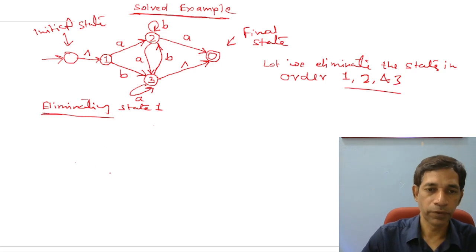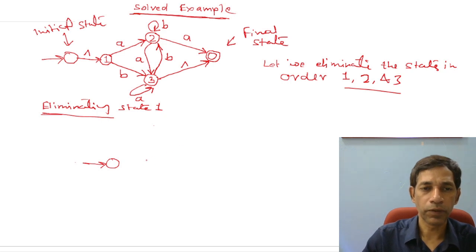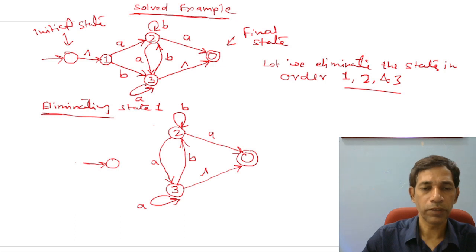So what we have now, if you are going to eliminate the state 1, then we have the initial state here. This is the initial state, and now state 1 will not be here. We have the state 2 and we have the state 3 here, and then we have the final state here. This is the final state. So these transitions are as it is. So everything is the same.